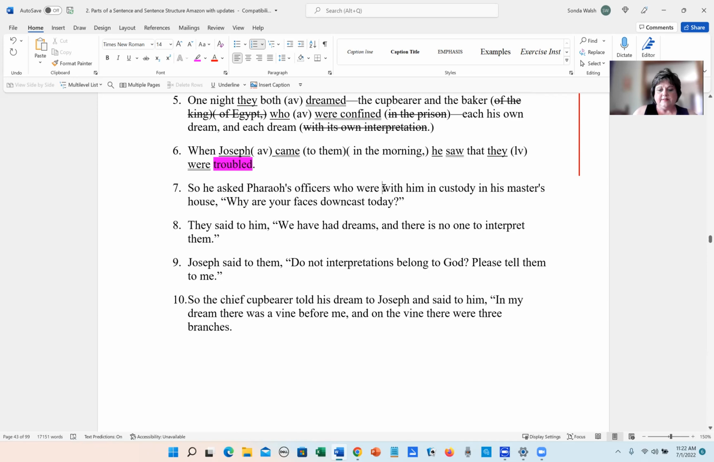The first thing we're going to do is identify our prepositional phrases. With him is a prepositional phrase. In custody is a prepositional phrase. In his master's house is a prepositional phrase.